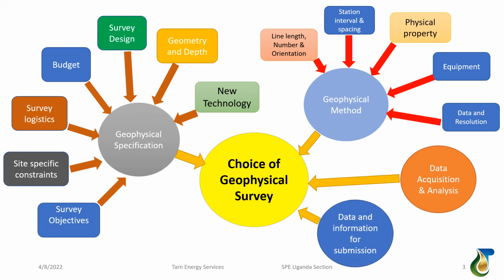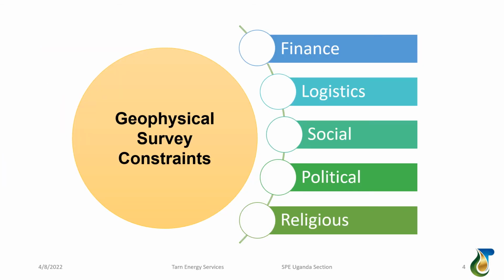And lastly, the data and information for submission. What information or what data is required by the client? If you look at the data which is required by the client, it helps to work backwards and know which survey methods can help you to achieve that kind of data that is required.